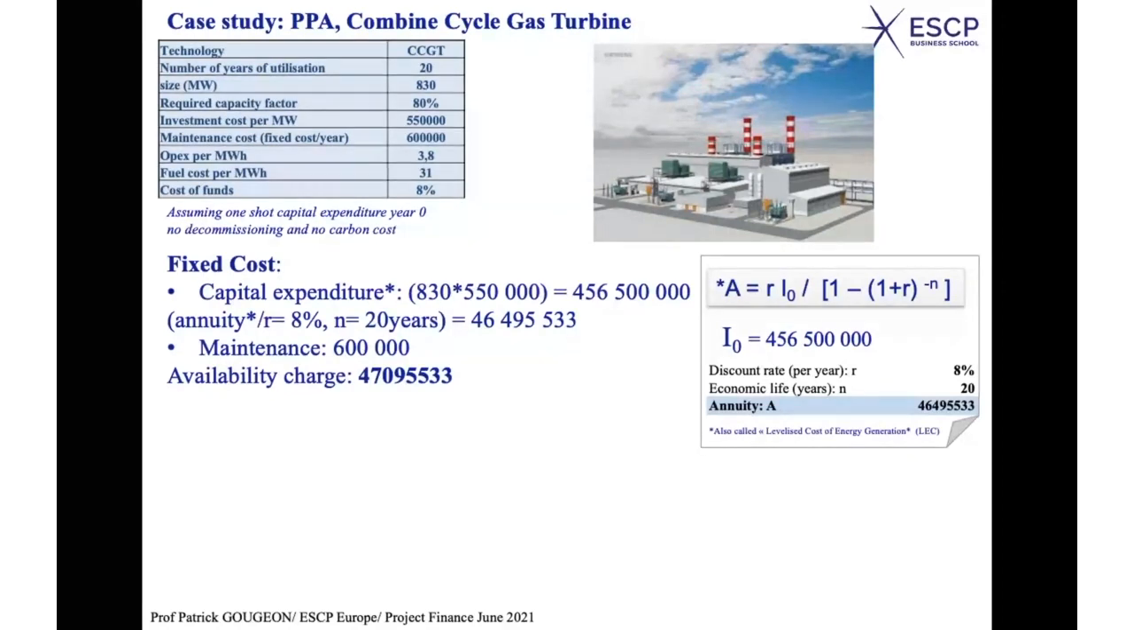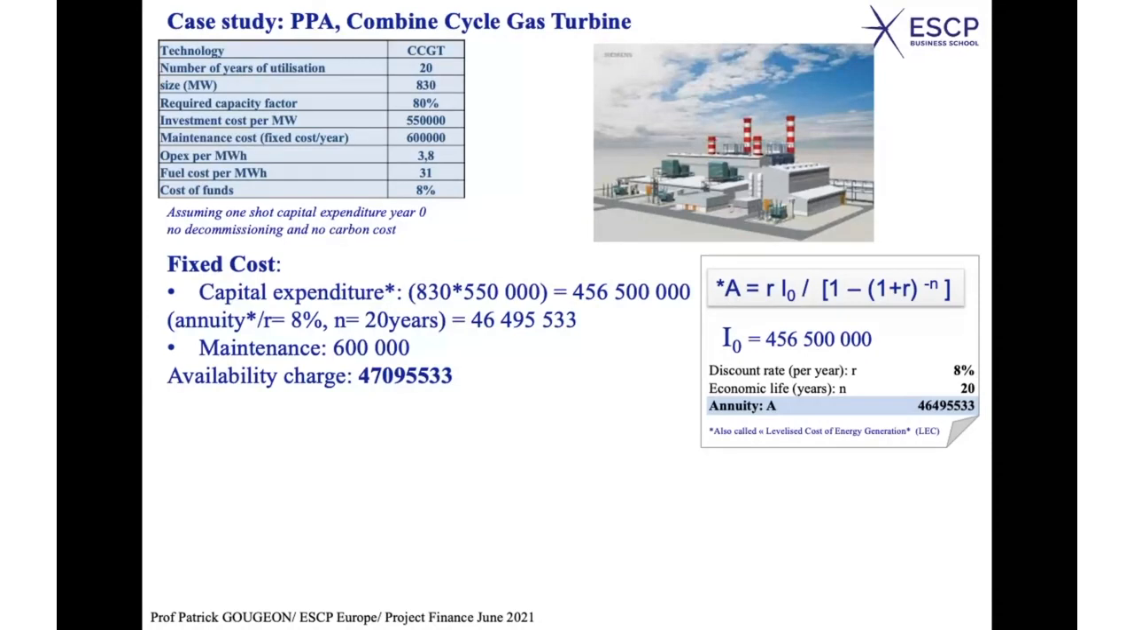Okay, so what you need to add is the other fixed cost. The only other fixed cost which we have here is 600,000 for the maintenance cost. Okay, so the availability charge would be 470,000.